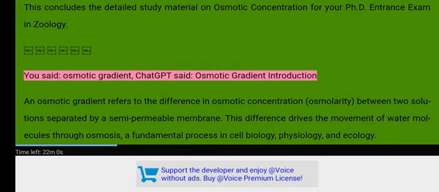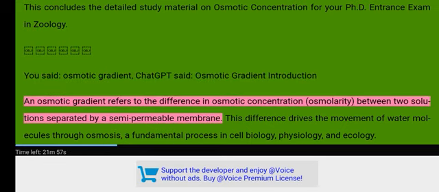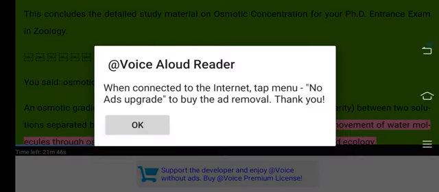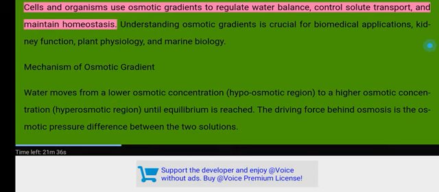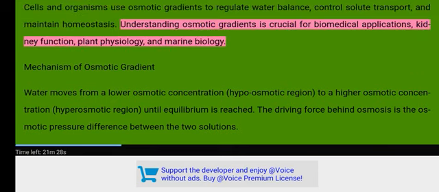Osmotic gradient introduction. An osmotic gradient refers to the difference in osmotic concentration, osmolarity, between two solutions separated by a semi-permeable membrane. This difference drives the movement of water molecules through osmosis, a fundamental process in cell biology, physiology, and ecology. Cells and organisms use osmotic gradients to regulate water balance, control solute transport, and maintain homeostasis. Understanding osmotic gradients is crucial for biomedical applications, kidney function, plant physiology, and marine biology.